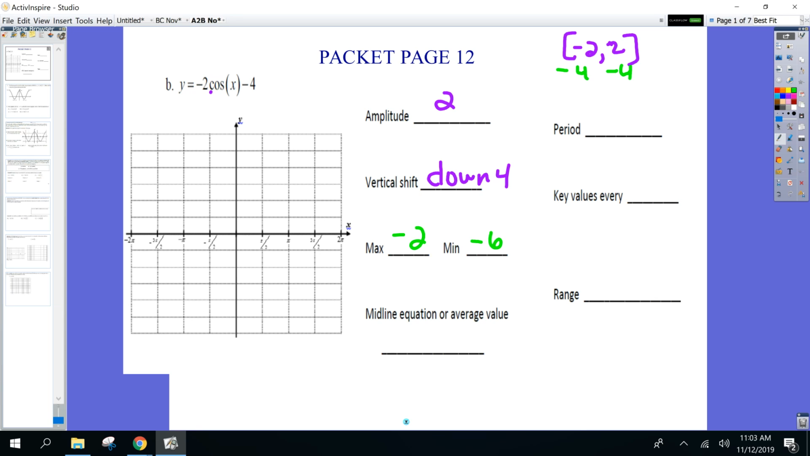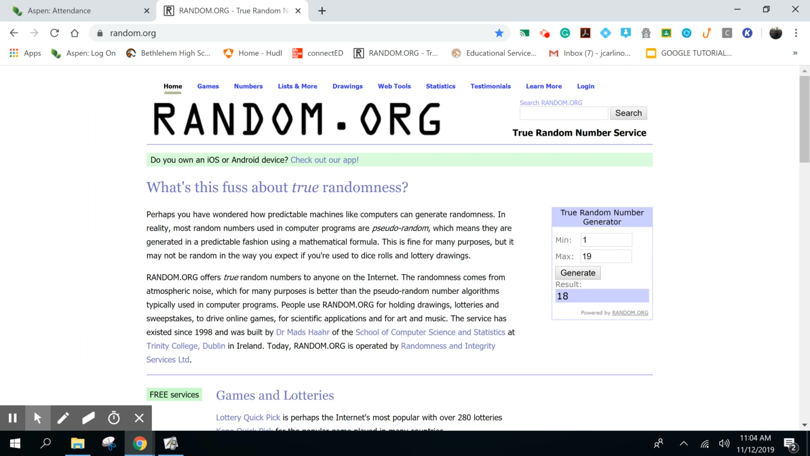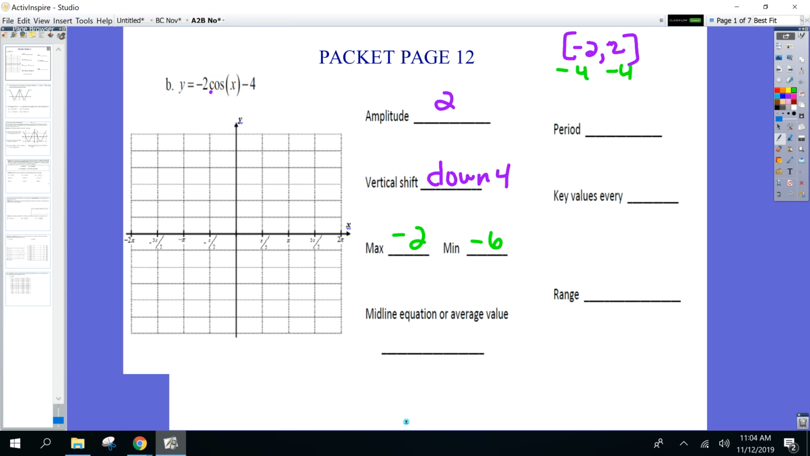Okay, midline. That's that horizontal line that cuts the minimum and maximum in half. And it's right in the equation. Y equals -4. It's also the shift, remember. The midline equation is also the shift. Again, please make sure it's an equation, y equals.